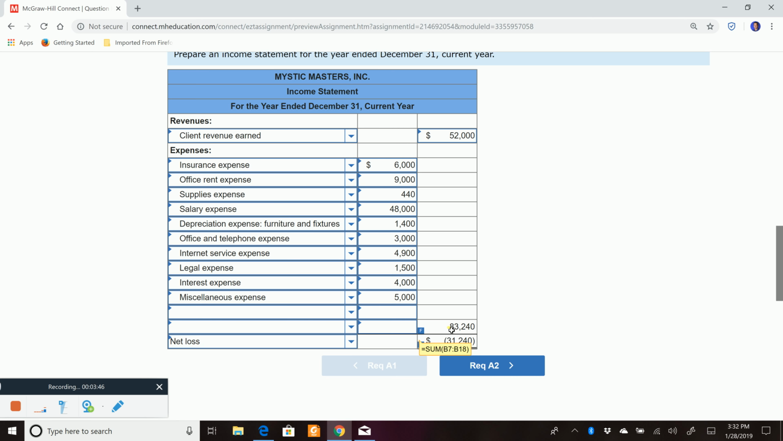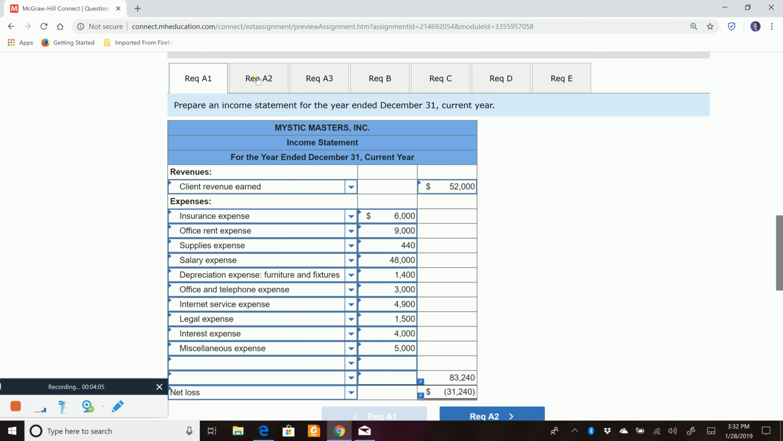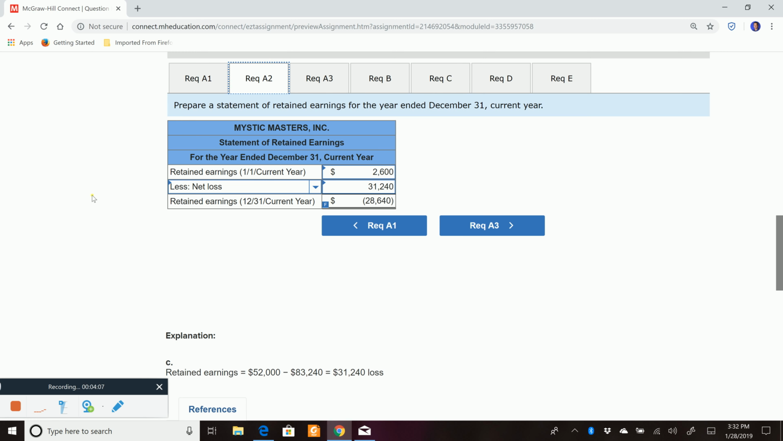$83,240. We're going to subtract that from our revenue to get net income or net loss. In this case, it's a net loss because the expenses outweigh the revenues. Okay, remember this number, net loss, negative $31,240, because that is needed to prepare our second financial statement.